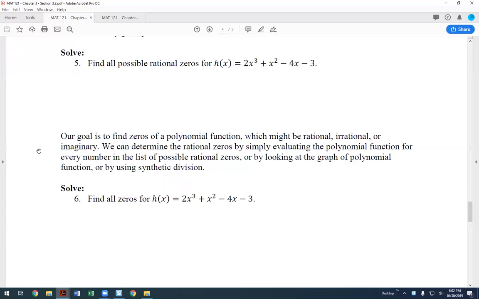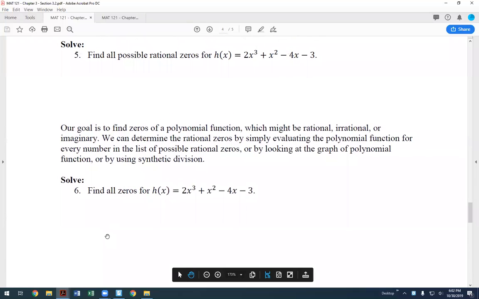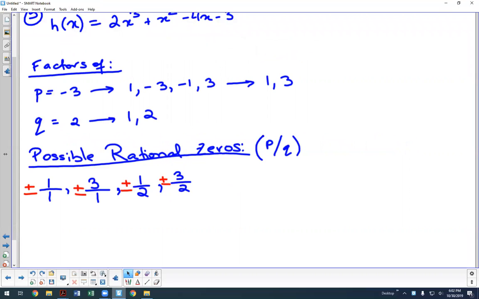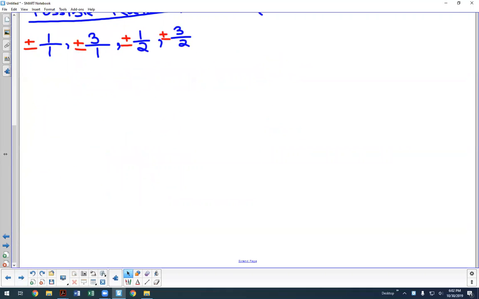Or they're saying use synthetic division. So either plug the number into your function and see, do I get 0 as the answer? Or use synthetic division to see which one gives me a 0 remainder, and I would use graphing as my very last option. So this is actually the same example from number 5, 2x to the 3rd plus x squared minus 4x minus 3. Since we already have our list of possible options, in number 6, they're saying find all the zeros.